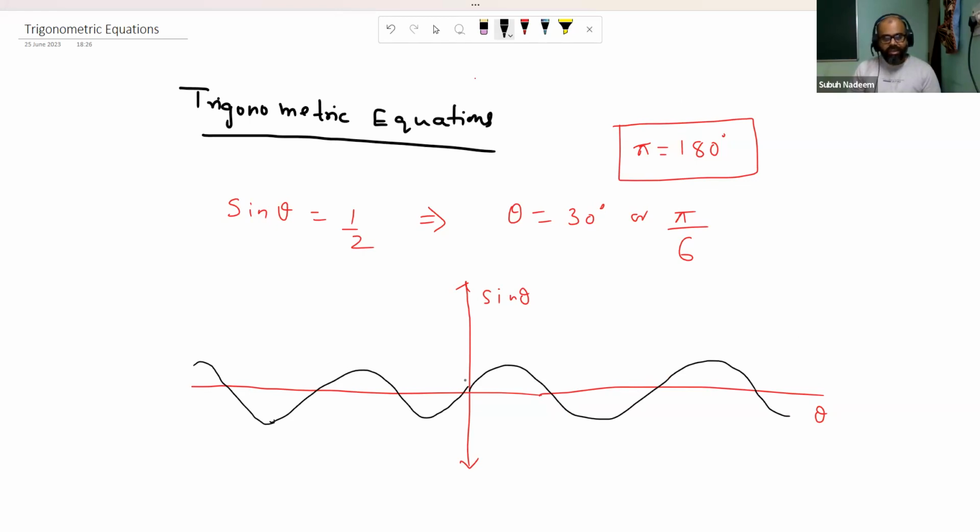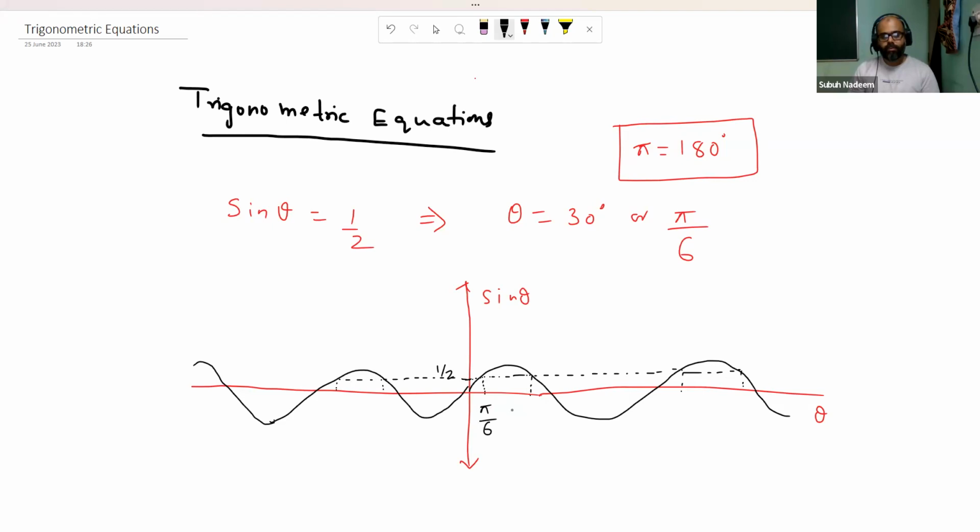Now, if someone says that sine theta is equal to half, so the value on the y-axis is half, then the angle would be not only pi by 6. There are many other angles, because you will see that half is coming at many other angles. And what are those angles? The first angle on the right side is pi by 6, of course, which you said 30 degree. After that, what will be the angle? Can anyone tell?